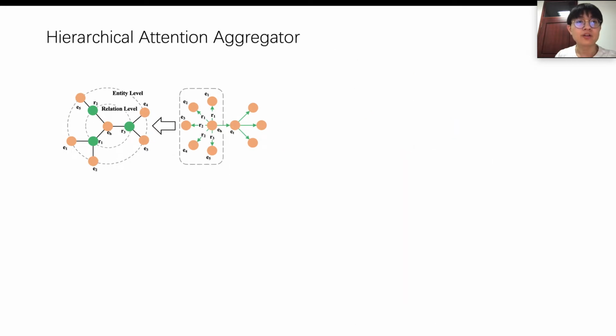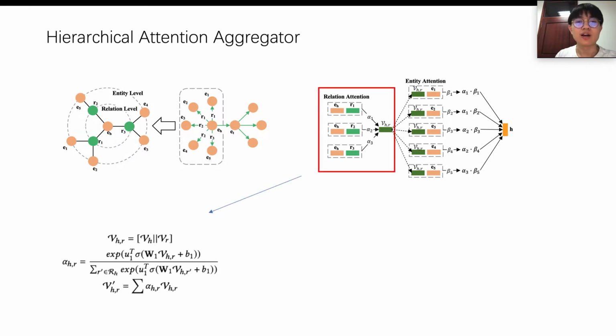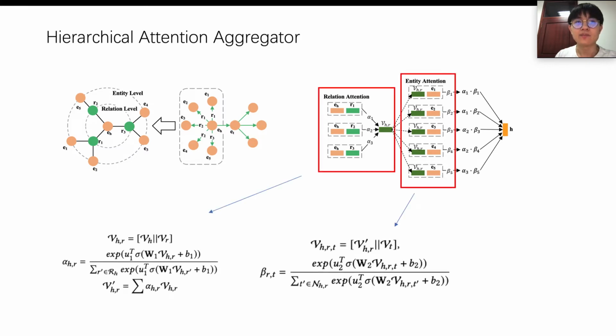As the first part, we introduce a unique hierarchical neighbor aggregator to represent central entities. Specifically, based on the understanding of the triple structure, we define separate layers: between the head entity and the relation, called the relation level layer, and between the relation and the entity, we define the entity level layer.